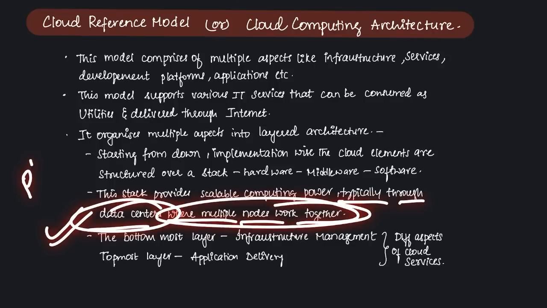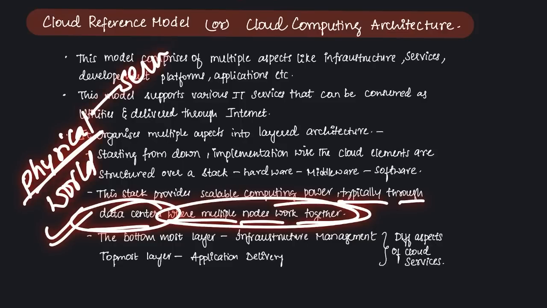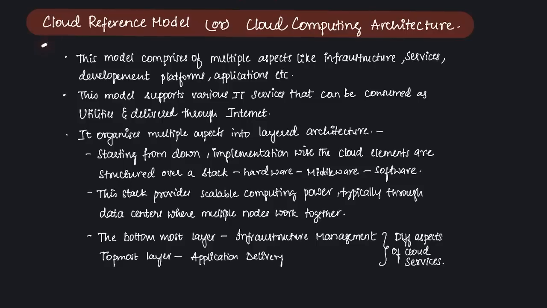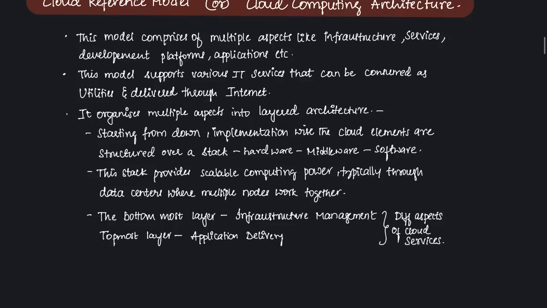We know what data centers are. Data centers are those physical centers which are spread across the world. In data centers, we have all the servers or the physical infrastructure required to store the cloud data, to store our data in real. The bottommost layer is the infrastructure management and the topmost layer is the application delivery layer. Both of these cover different aspects of cloud services.